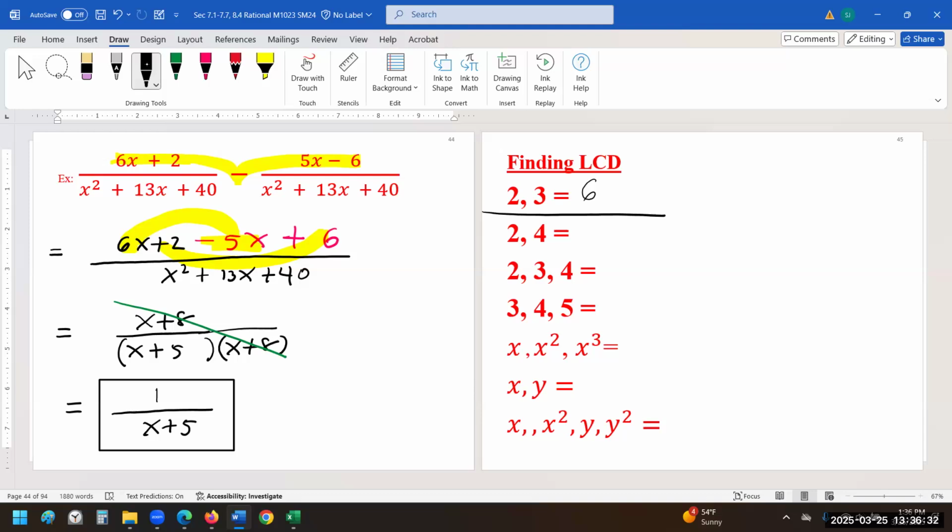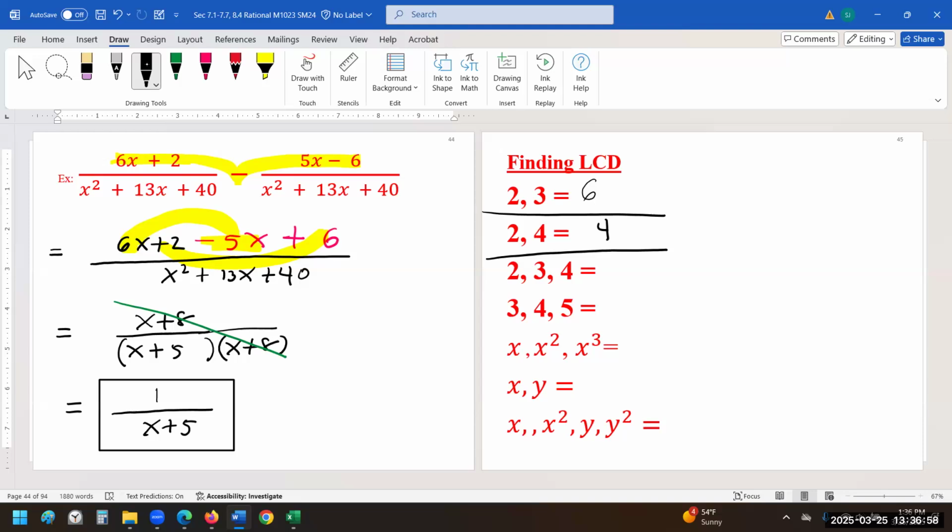So 2 and 3, they are not multiples of one another. So we multiply them, we get the result. Between 2 and 4, is 4 a multiple of 2? So what is the LCD between 2 and 4? 4. So if you already have a multiple, that's the answer. If you don't have a multiple, you multiply them.